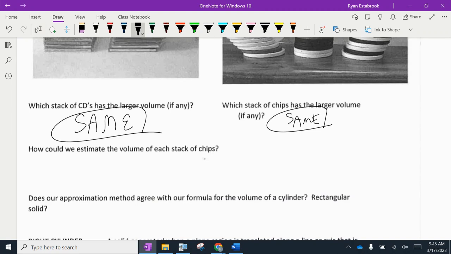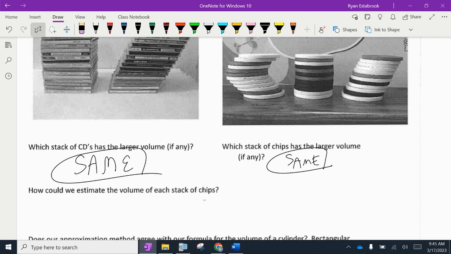How could we estimate the volume of each stack of chips? I don't have chips, I have quarters. So it's a lot smaller. Now, what kind of shape would you classify a quarter as? Like geometrically, what shape is it?